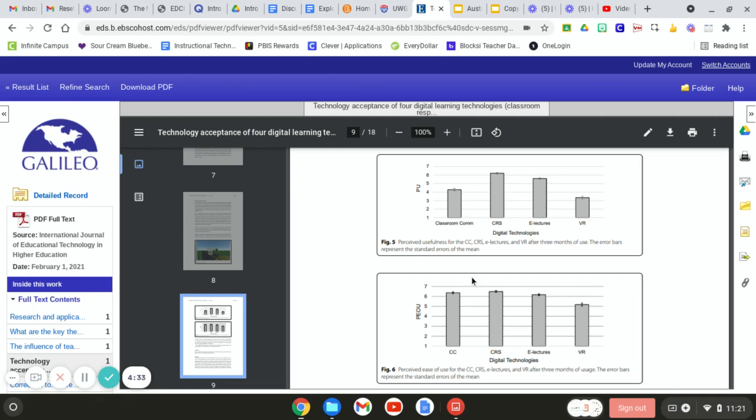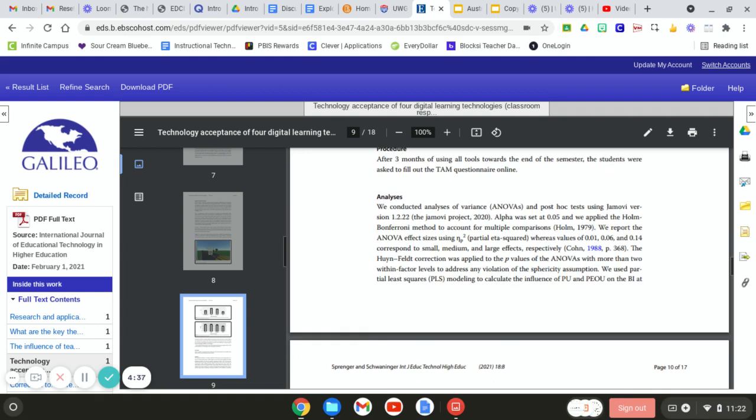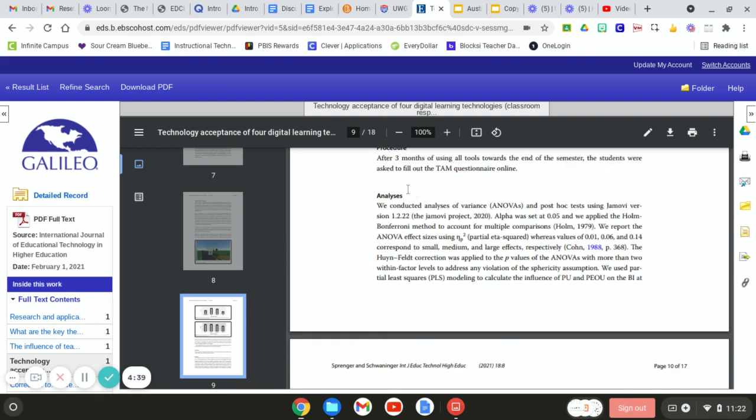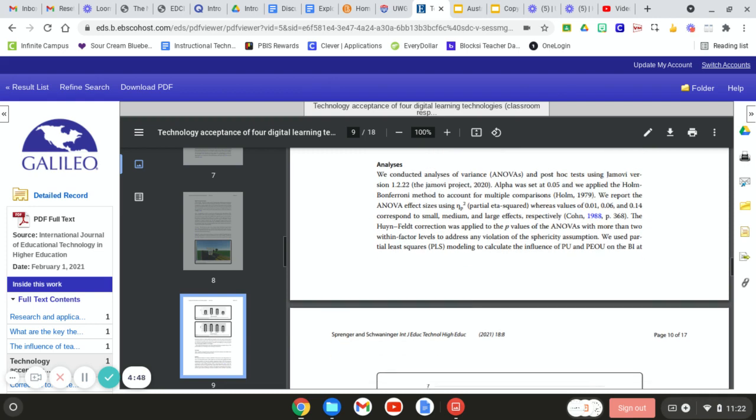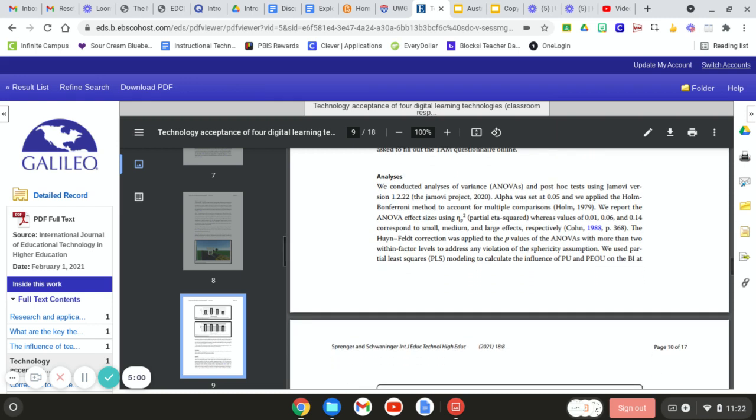After you kind of dissect that, then you can go down, you can read about the procedure they used. So earlier I said, how much time did this research take? And they said 3 months of using these tools. They had students filling out their questionnaires. And were the students random? What type of students did they choose? Was it from a university? Was it from an elementary school? All of these things are really important when analyzing your research paper.